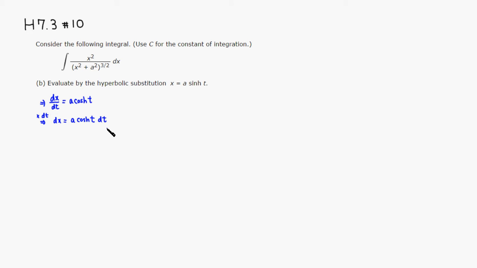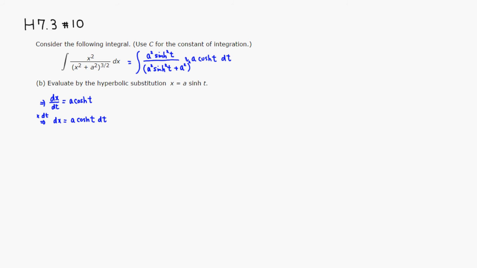Then we can just do the substitution. So this is going to be equal to the integral. We plug it in: a hyperbolic sine, so it gets squared. So we have a squared hyperbolic sine squared of t over, then you plug in a squared hyperbolic sine squared of t plus a squared, raised to the 3/2 power. Then dx is a hyperbolic cosine of t dt.